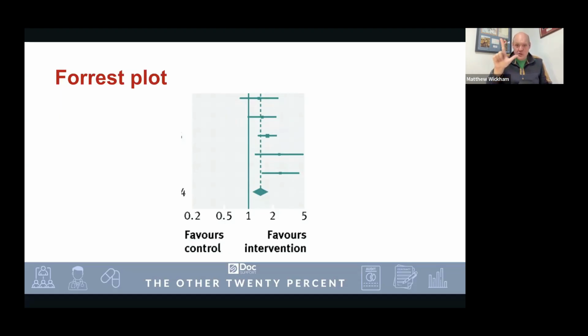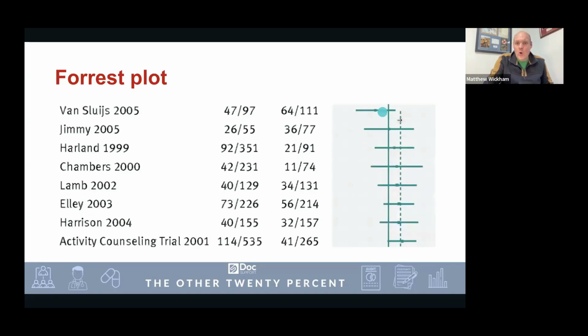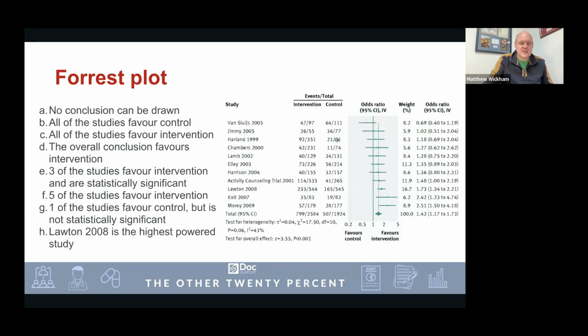Okay, so you've got those two things that you're going to have a look at, and you can start to mentally go through them. Out of all of these, three studies favor intervention and are statistically significant. Bear that in mind. All of these, then, you can see are touching the line, so aren't statistically significant, and the majority of them are on the favors intervention side, and there's one that's on the favors control side. For the sake of argument, it's just over on that side.